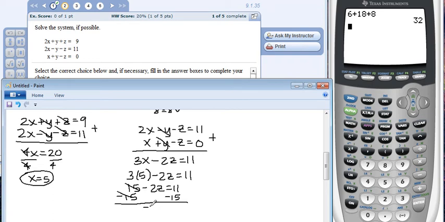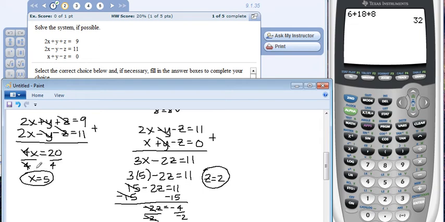So I have minus 2z left over here. And 11 minus 15 is a negative 4, right? Think of it as I had $11, I spent 15, so now I'm 4 in the hole. I want to divide through by negative 2 on both sides. So z is 2. Here's another answer.